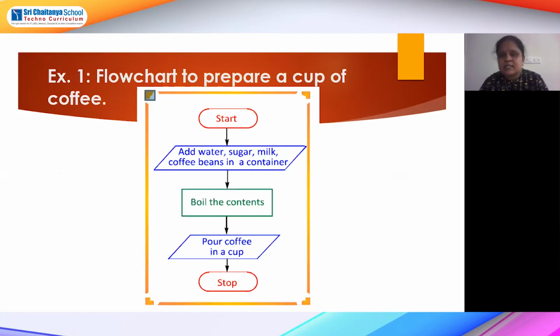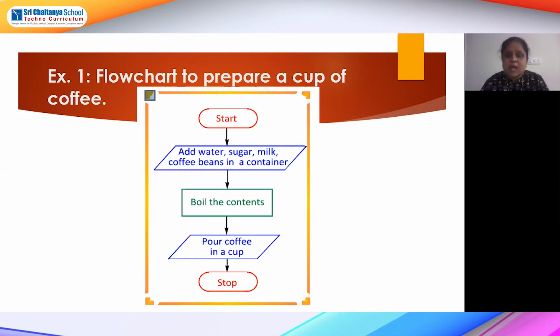Now let us see one small example of how exactly we draw the flowchart for a particular problem. Now what is the problem here? I have drawn a flowchart to prepare a cup of coffee, which I gave you as an example in the beginning of the lesson, right? So first, what do I have to do to start the flowchart? I have used a terminal symbol to start.